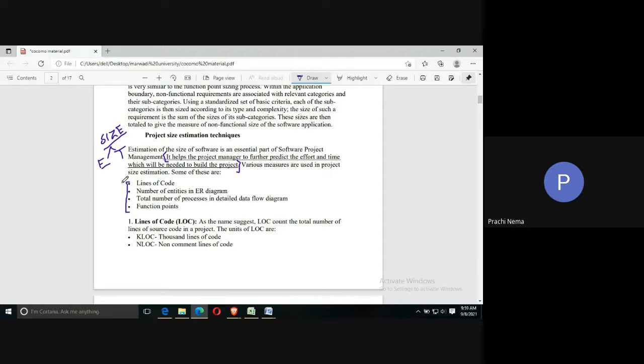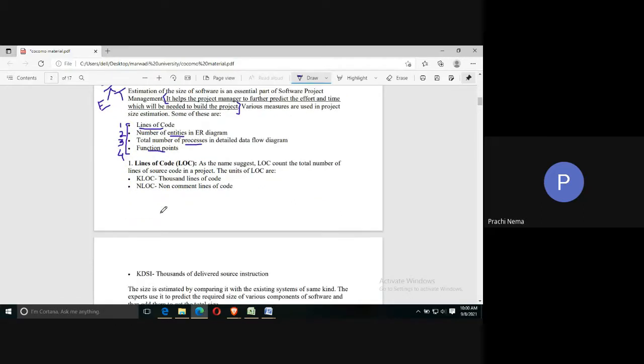The techniques which are used to estimate size are: first is lines of code, second is number of entities, third is total number of processes in DFD, and fourth one is function point analysis or simply function point. Lines of code, number of entities, total number of processes and function point. These are the four techniques which are used to estimate size of the project. Let us study each technique in detail.